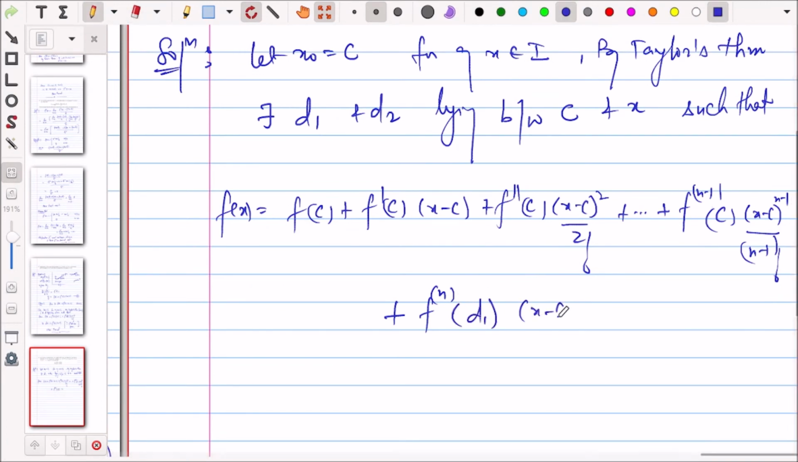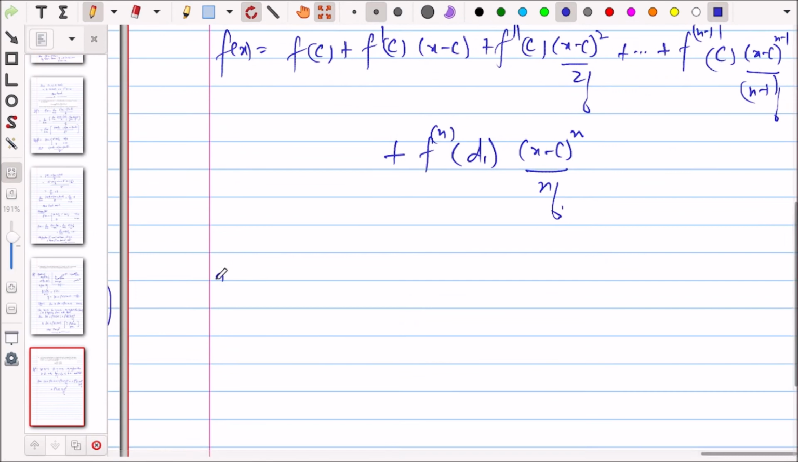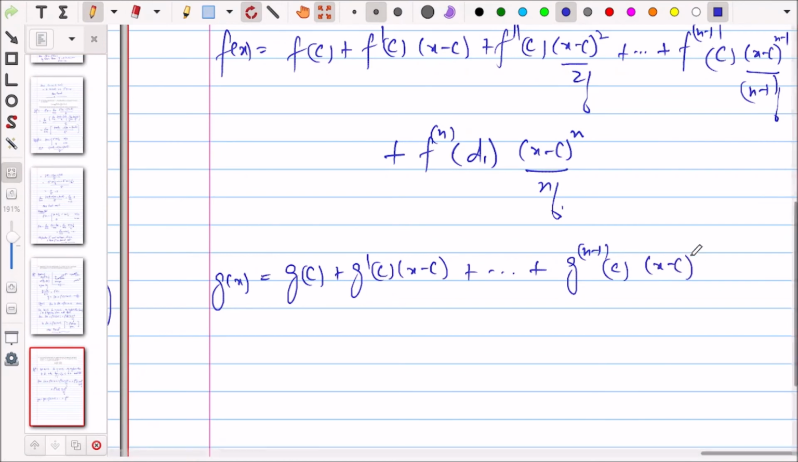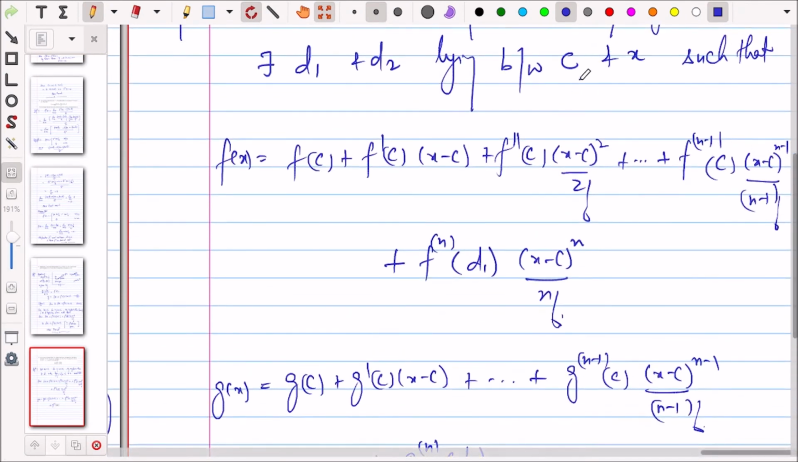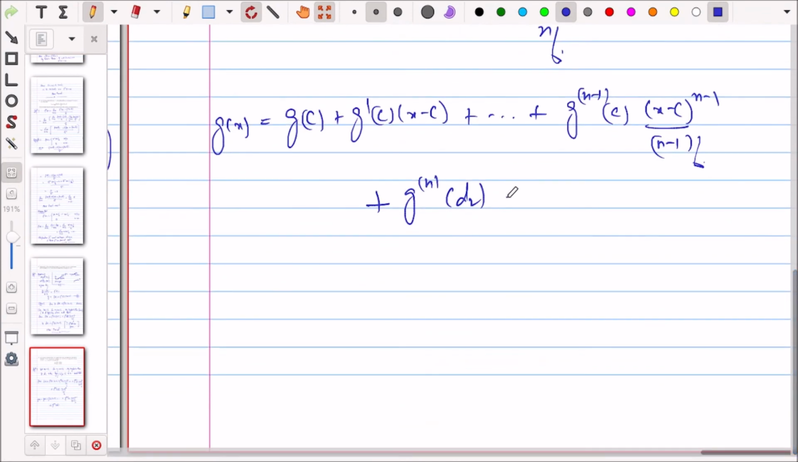(x minus c) to the power n by n factorial, and similarly g(x) will be g(c) plus g dash c (x minus c) plus so on, g^(n-1)(c) (x minus c) to the power n minus 1 by n minus 1 factorial, and the remainder after n terms, so this is g^(n)(d2). d1 and d2 are different, and they lie between c and x, times (x minus c) to the power n by n factorial.